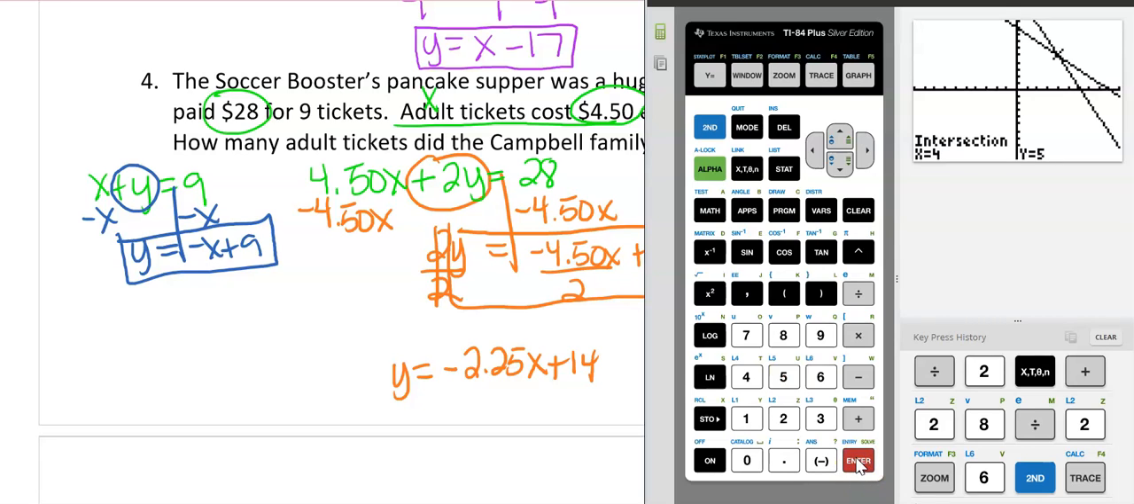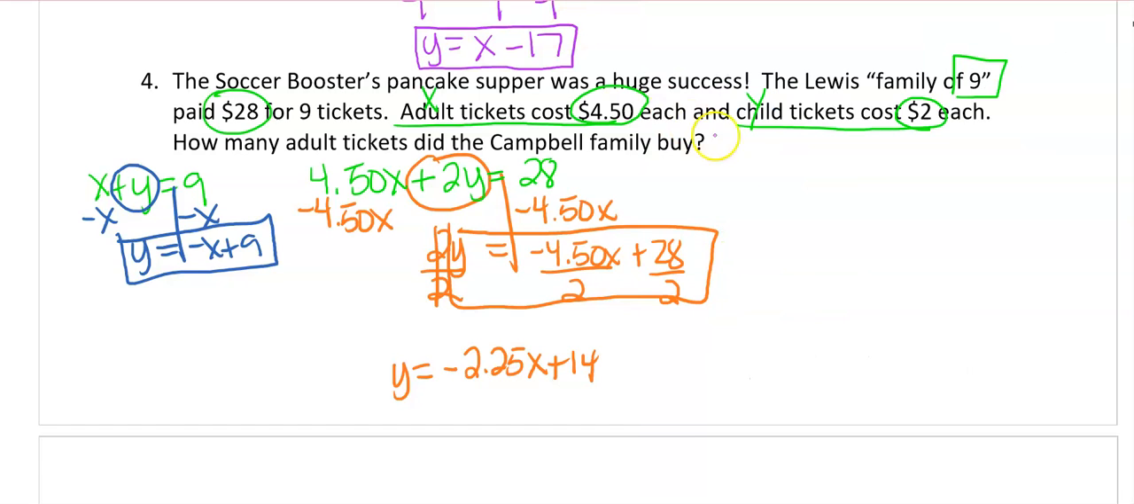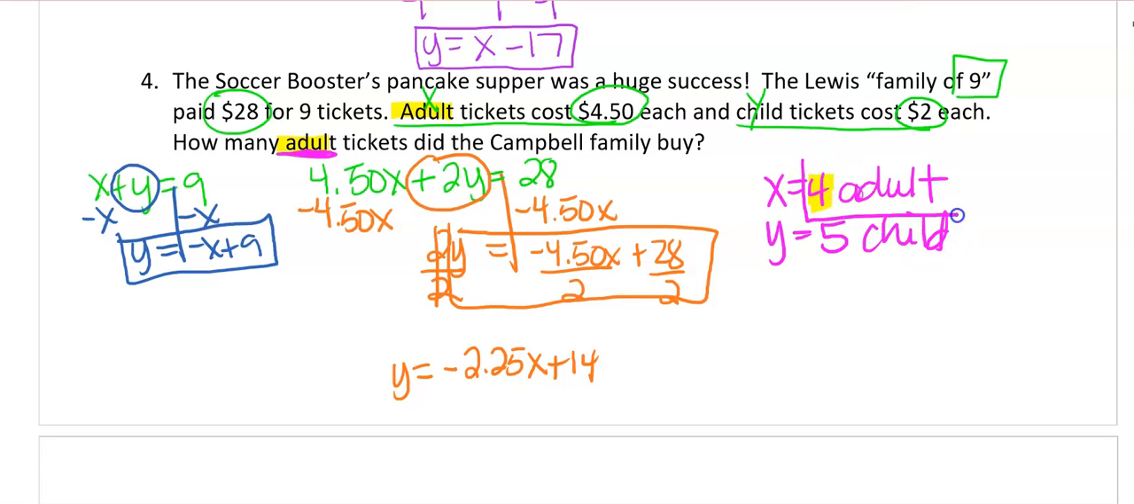And my answer is x equals 4 and y equals 5. So I'm going to go down here and write x equals 4 and y equals 5. Then I'm going to look for what it's asking. Adult tickets. So it wants to know the number of adult tickets, and adult was X. So my answer would be 4 adult tickets. And that's the answer it's actually looking for.